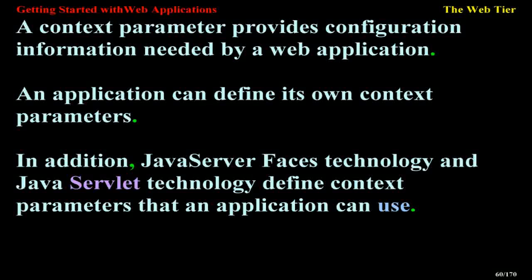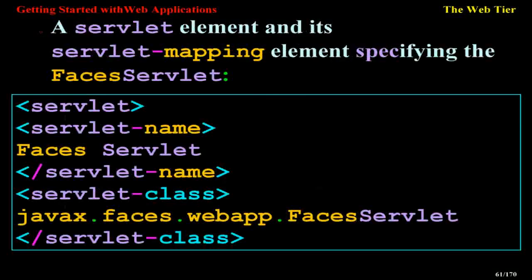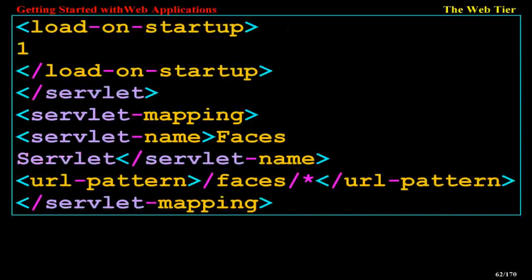An application can define its own context parameters. In addition, JavaServer Faces technology and Java Servlet technology define context parameters that an application can use. A servlet element and its servlet-mapping element specifying the Faces servlet: servlet-name Faces Servlet, servlet-class javax.faces.webapp.FacesServlet, load-on-startup 1; servlet-mapping with URL pattern /faces/*.